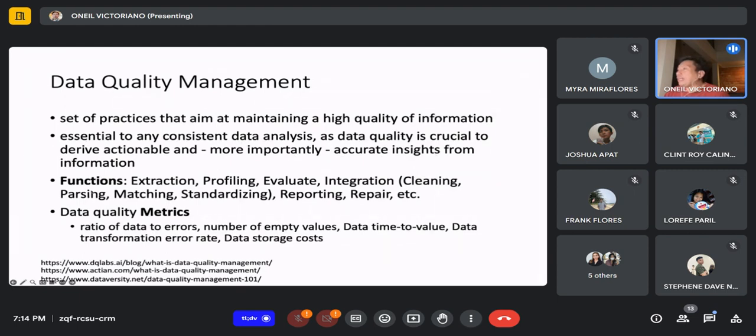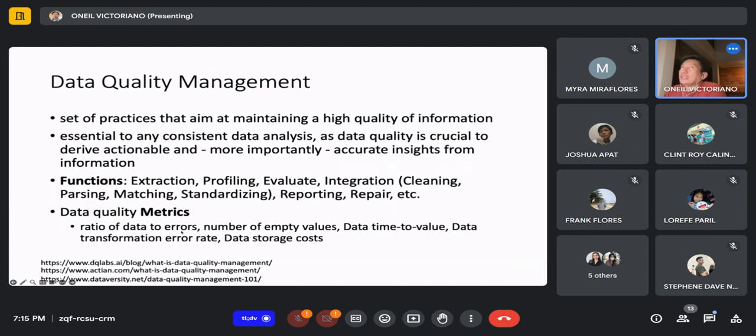So the functions for data quality would be extraction, profiling, how data is structured, what the structure of the data is. How do we evaluate and integrate, like cleaning, parsing, matching, standardization, reporting and repair, etc. So these are a lot of items for data quality management. And for data quality management, there are metrics that measure the quality over data, such as the ratio of data to errors, number of empty values, etc.